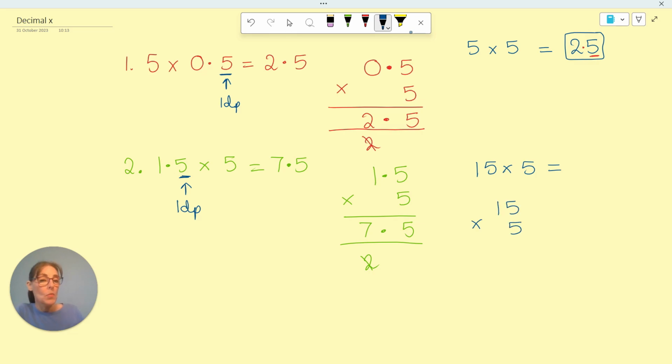We could do 10 times 5 plus 5 times 5, or I'm going to do 15 times 5 here. 5 times 5 is 25. 5 times 1 is 5, add 2 is 7. But we've got to put our decimal point back in. So we've got 75, decimal place, 7.5. Yes, the same.